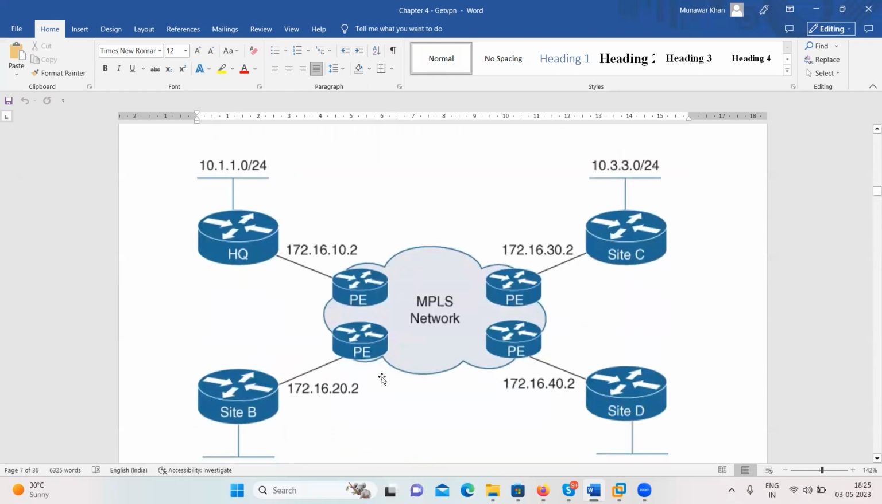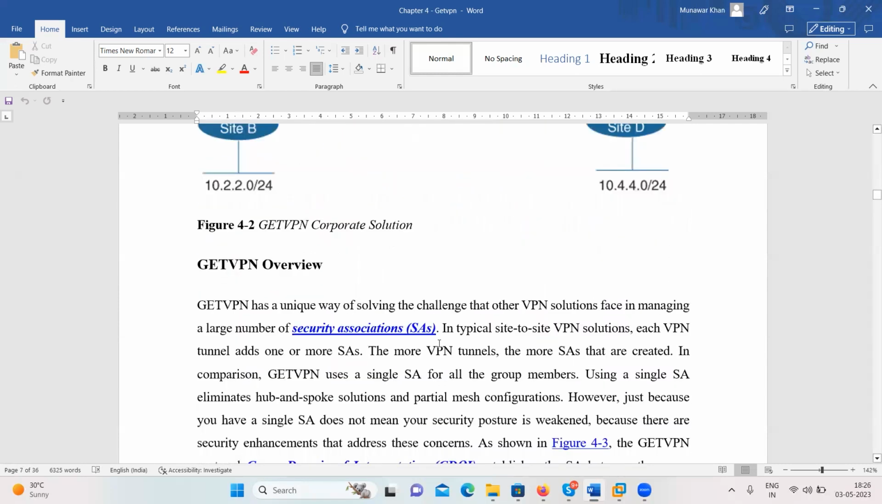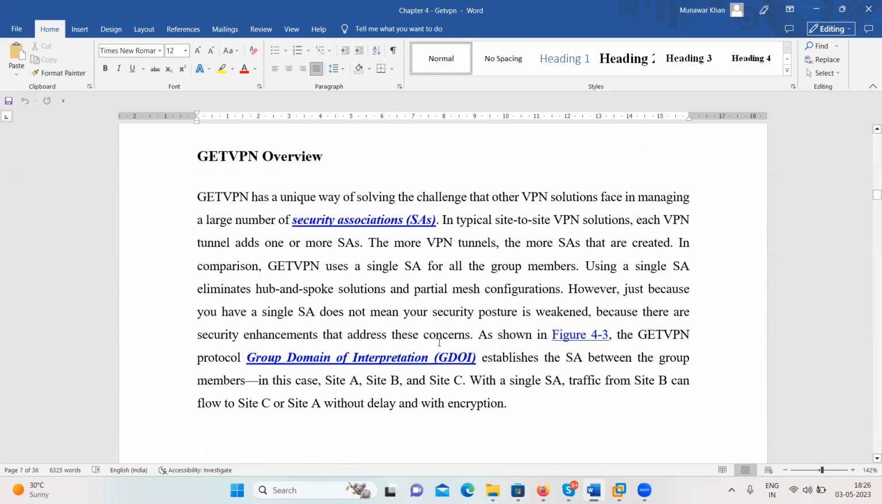So you can see there is a solution where you have a PE router. PE means provider edge router. And there are multiple sites which are connected with this. Site B is there, site C is there, site D is there. So my GETVPN has a unique way of solving the challenges that other VPN solutions face in managing a large number of security associations.